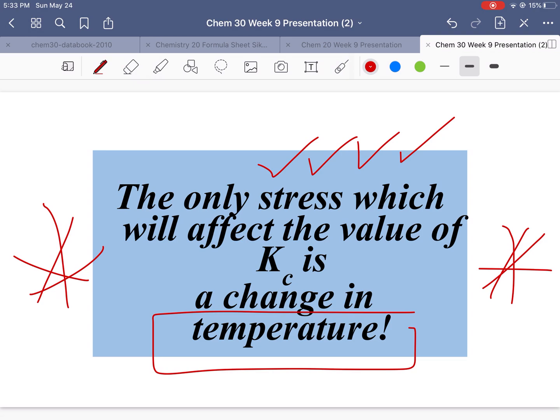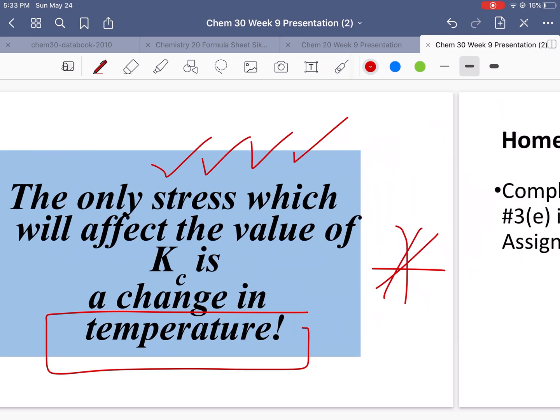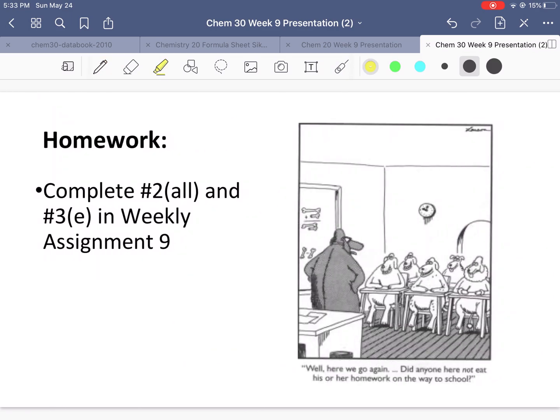That is the end of our week 9 podcasts. You can now finish the remainder of your assignment. Do all of number 2. You haven't had to do any of that one yet. Hint, you are going to have to figure out what the enthalpy change is for number 2 before you can proceed with predicting the shift or the temperature change. And you can also finish 3E, which is going to relate to pressure or temperature differences being stressed on an equilibrium situation. Good luck, guys.